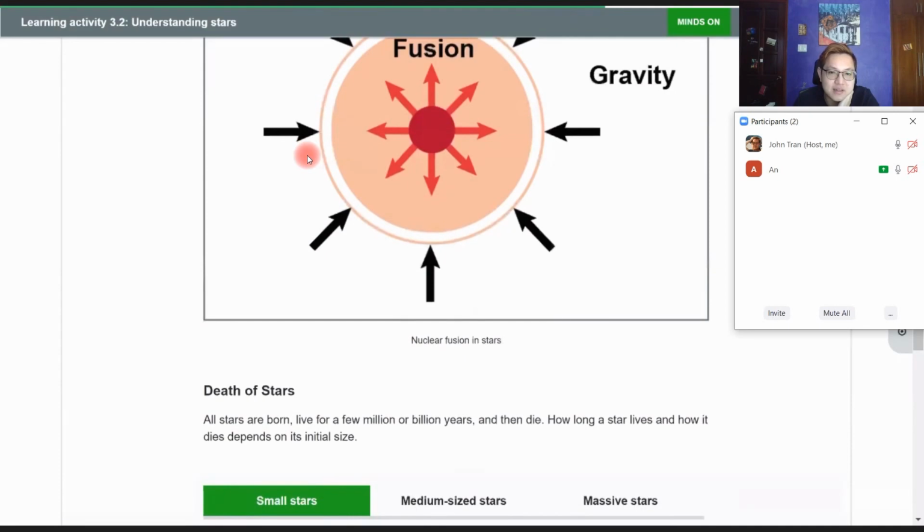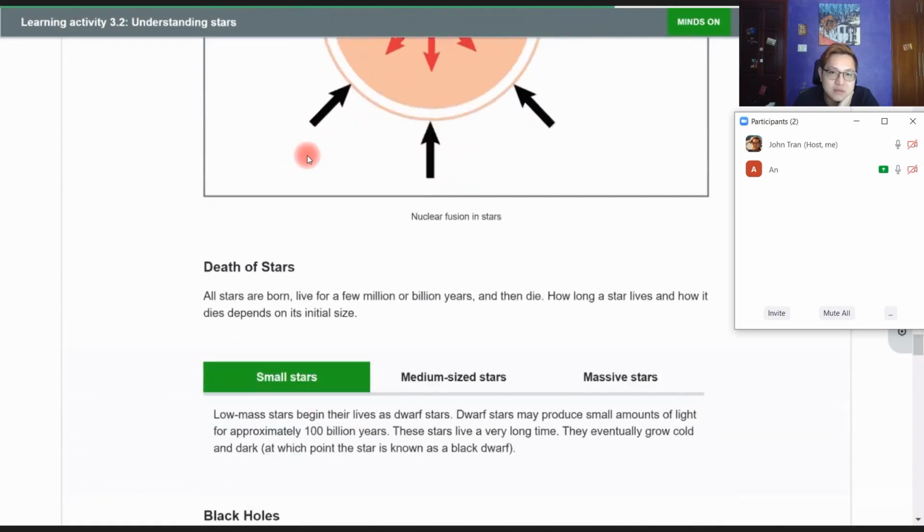The death of stars. All stars are born, live for 2 million, a billion years. That's a lot, and then they die. Longer than us. How long a star lives and how it dies depends on its initial size, like how much material condensed to become a star at first. That is its initial size. And of course, it affects how long the star will live too.